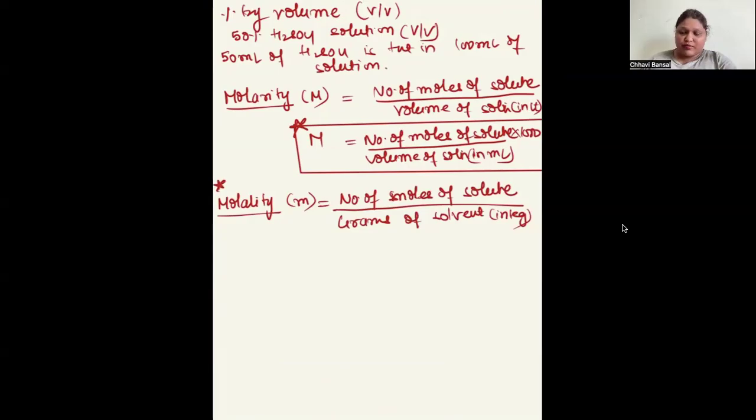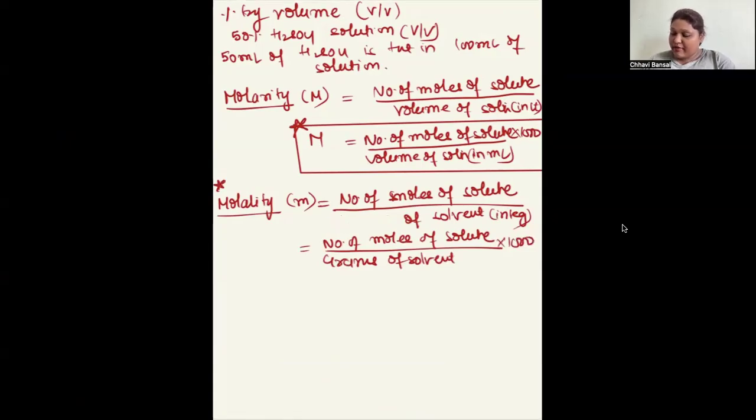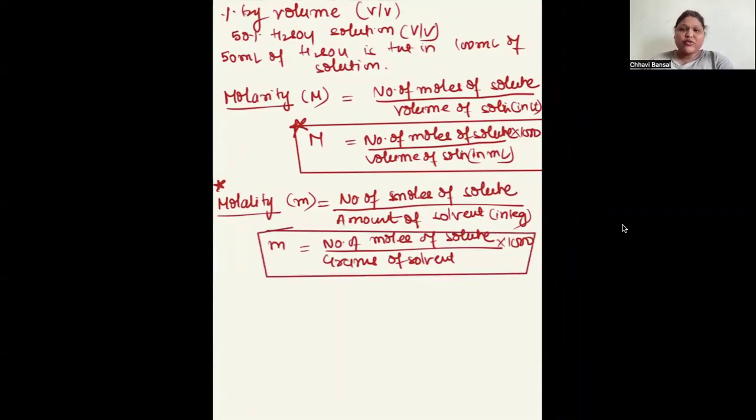This is also one of the important concentration terms. So we can also write it as number of moles of solute divided by grams of solvent into 1000. Okay, or amount of solvent in grams. Here we can use grams of solvent. This is the second very most important concentration term. Clear? Next comes normality.